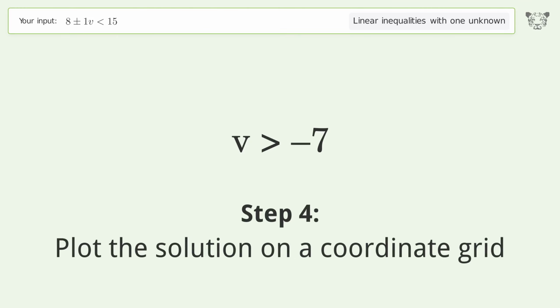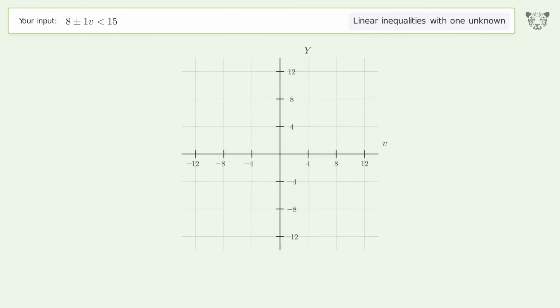Plot the solution on a coordinate grid. And so the final result is v greater than -7.